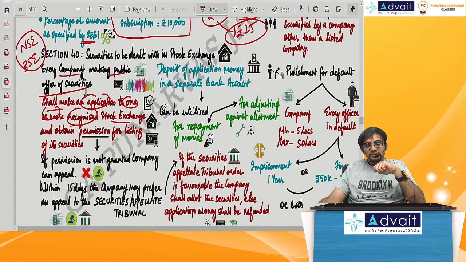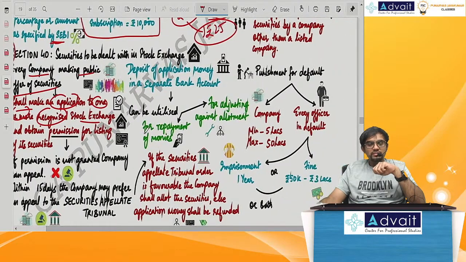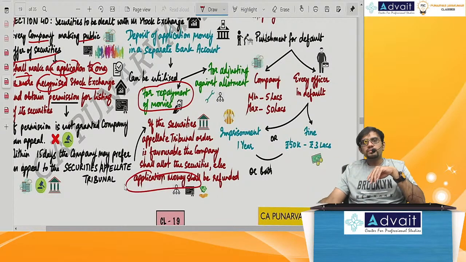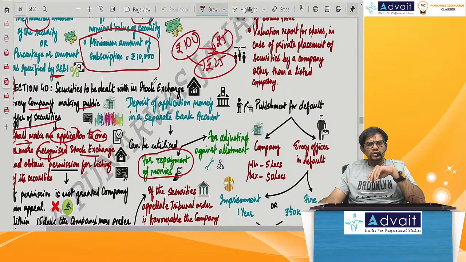So the deposit of application money should be kept in a separate bank account. It can be utilized for what? Repayment of all the monies and other things. If the Securities Appellate Tribunal clearly says that why did you not allot the securities on time, then the full application money has to be refunded. The application money has to be completely refunded. This is securities to be dealt in stock exchange.